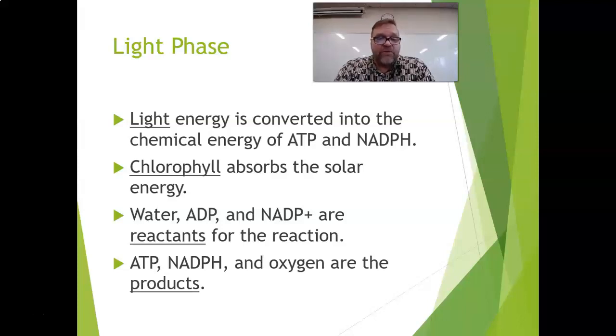What happens is chlorophyll absorbs the solar energy. Water, ADP, notice there's a difference. AD means adenosine di-phosphate, and ATP is adenosine triphosphate. Those are what those letters stand for. So it starts with ADP, 2 phosphates, and it picks up another one, turning into ATP, adenosine triphosphate. And then you also have something called NADP+. These are the reactants. The reactants are everything on the left-hand side, and then as you go across the arrow, you have your products. The products are ATP, NADPH, and oxygen. Those are the things that are made.